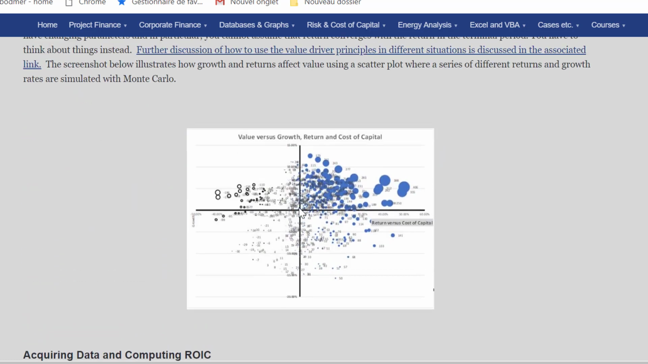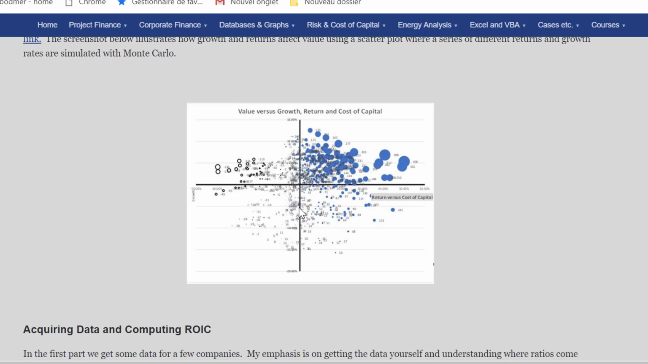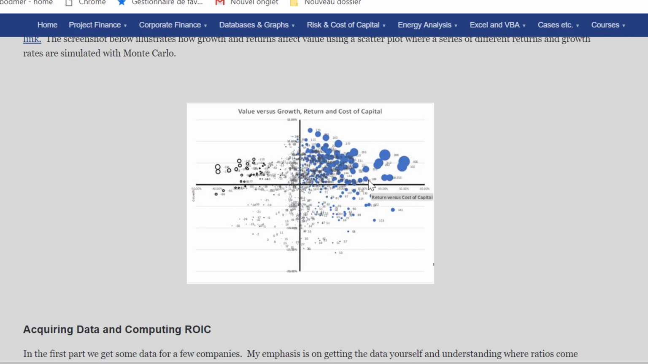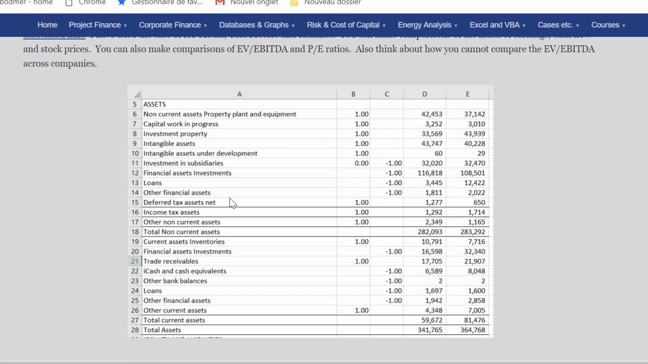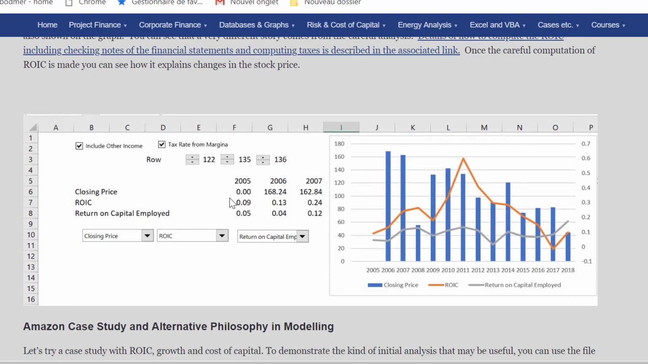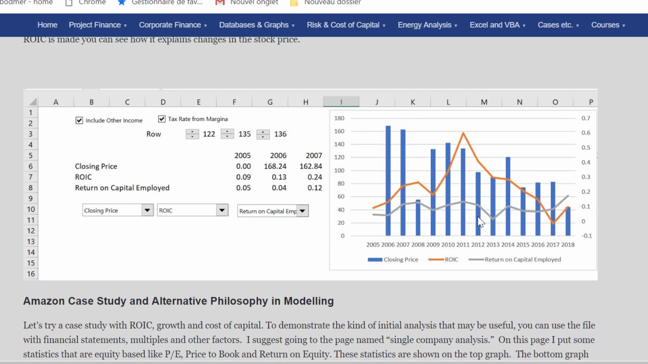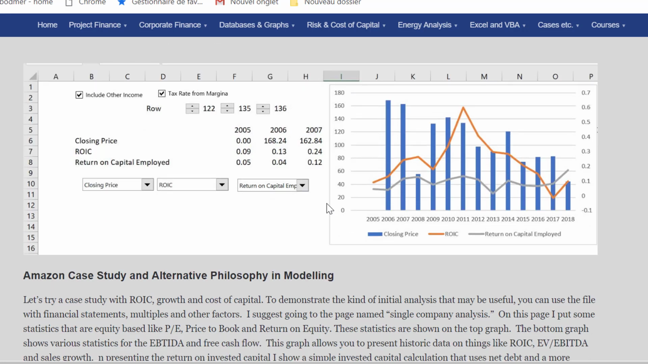In doing that, I'm going to describe a little bit of this theory, and this is a scatter plot. This one has ROIC on the side and growth on the top, and you can see the big blue things is where you make the most value. The white things is where you have negative values. And I'm going to talk about practical ways to get the ROIC. And here's the way in one of these websites they computed ROIC. This is what they had, and this is what I had. And I think the stock price trend maybe follows a little better.